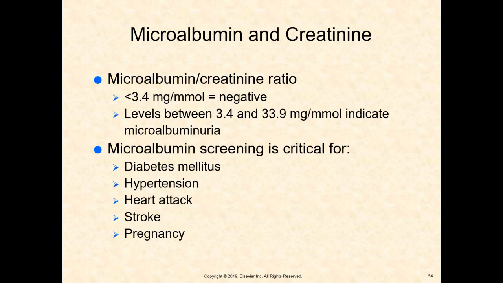Sometimes they do a microalbumin and creatinine ratio. So this tests for the creatinine, which is a regular waste product, and to see if microalbumin is passing through. The ratio should be less than 3.4, but levels between 3.4 and 33.9 indicate microalbuminuria. It's essential for diabetes, looking at hypertension, which is high blood pressure, heart attack, stroke, pregnancy. We want to make sure that the kidneys are healthy in pregnancy too.